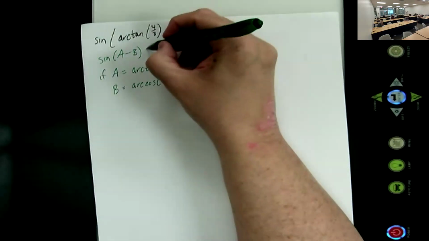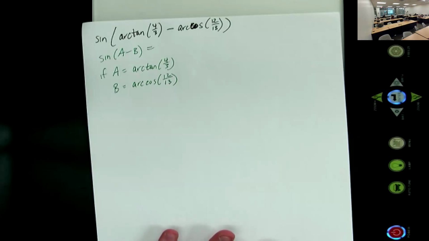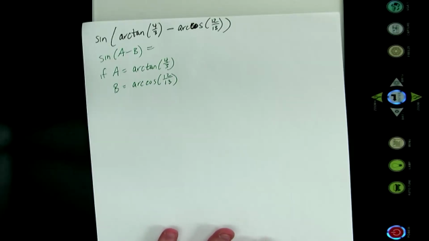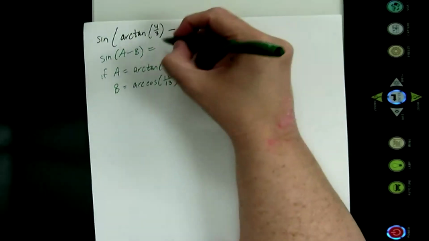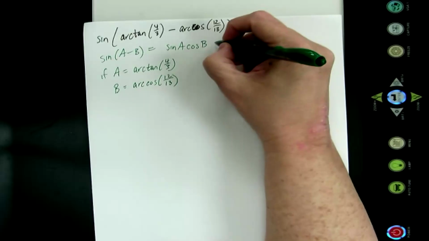What's the formula for sine of A minus B? Anyone got that memorized yet? Sine A cosine B minus sine B cosine A.